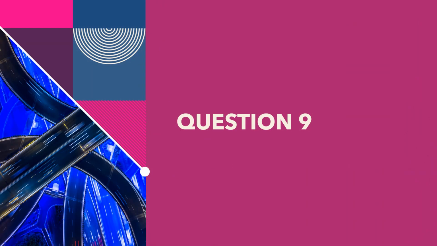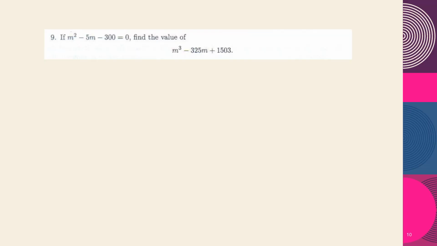Okay, now on to question 9. It asks: if m squared minus 5m minus 300 equals 0, find the value of m cubed minus 325m plus 1503. There are two ways to approach this, but I will tell the more subtle way first. There's a subtle way and a brute force method. The subtle way is to factorize it in a clever way.